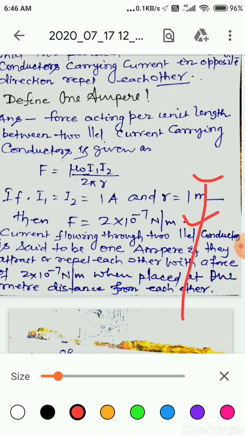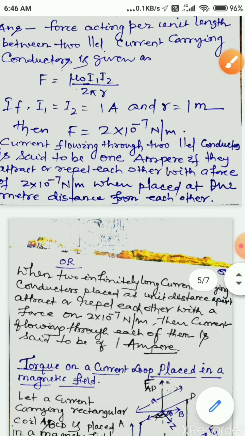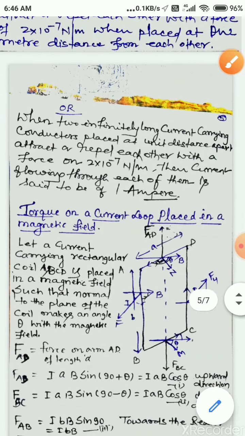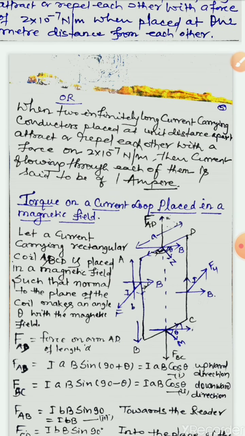The same may also be written as: when two infinitely long current carrying conductors placed at unit distance apart attract or repel each other with a force of 2 into 10 to the power minus 7 Newton per meter, then the current flowing through each of them is said to be of 1 ampere. So with this our second topic comes to an end.